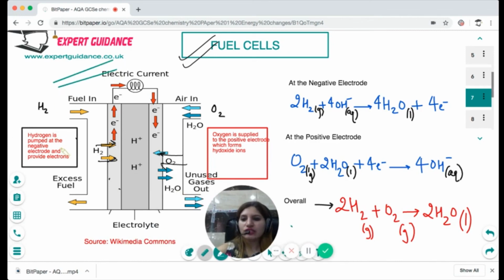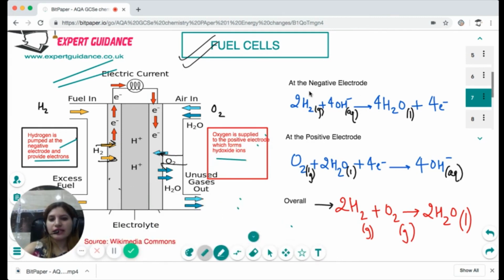The hydrogen is pumped at the negative electrode and it provides the electron. Oxygen is supplied to the positive electrode, which forms hydroxide ions. Now the equation is at the negative electrode, hydrogen and hydroxide combine to form water and electron, and at the positive electrode, oxygen takes up water and these electrons to form 4OH minus.